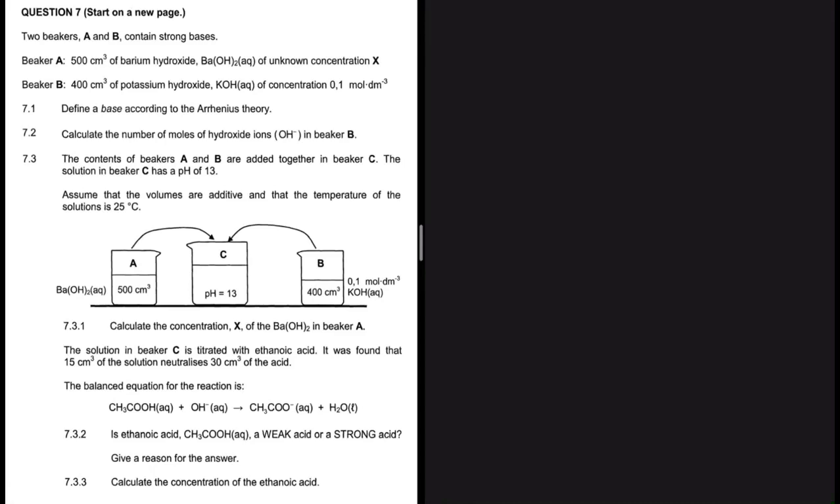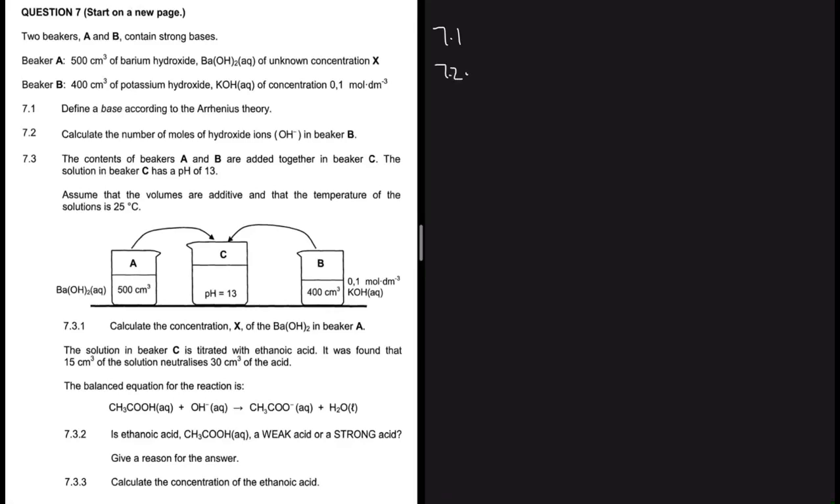And then 7.1 says define a base according to Arrhenius theory. A base according to Arrhenius theory ionizes to form hydroxide ions. So that's basically the definition of a base according to Arrhenius theory. A base ionizes to form hydroxide ions.